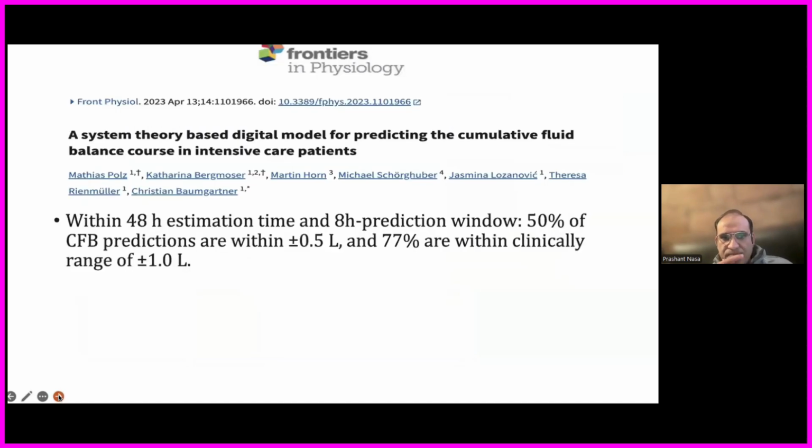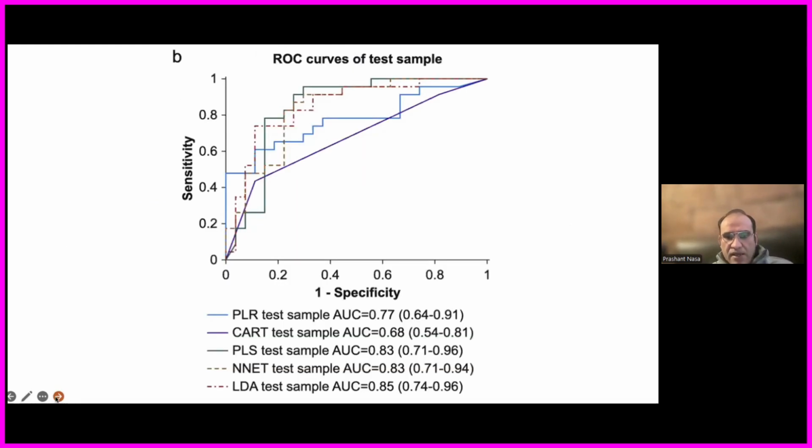So by looking at this model, what they found was, by giving a 48-hour estimation time and an 8-hour prediction window, 50% of the time this model worked very nicely, where it could predict even a half liter of positive fluid balance in these patients. And if we increase this threshold to 1 liter, around 77% of the time this could predict very accurately that the patient will ultimately have a cumulative fluid balance. Again, this is just a predictive model, and it performed better as compared to the other tools. Sorry for this slide.